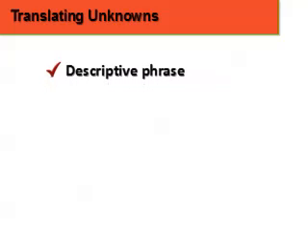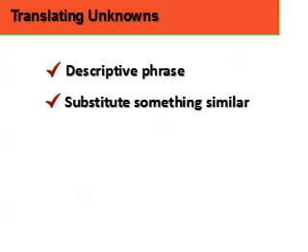Here are some suggestions to keep in mind when translating a term that is not familiar in your language. Use a descriptive phrase. You will most likely need to use a phrase to explain the meaning of the unknown word. It is important only to describe the part of the meaning which is being used in the particular verse being translated. Substitute something similar. At times, the exact word may be unknown to the people of the target language, but there might be something similar that could be used in its place.